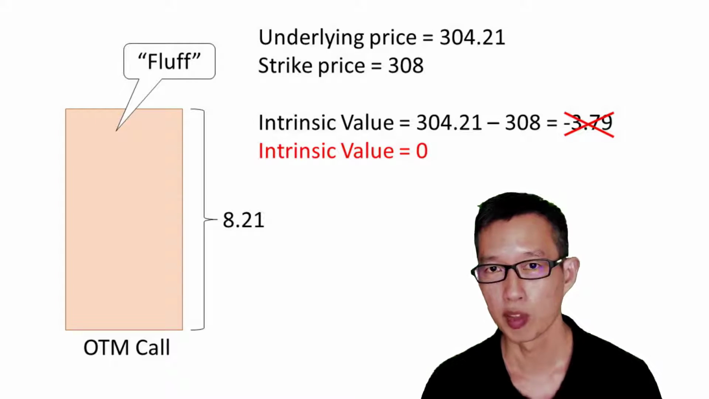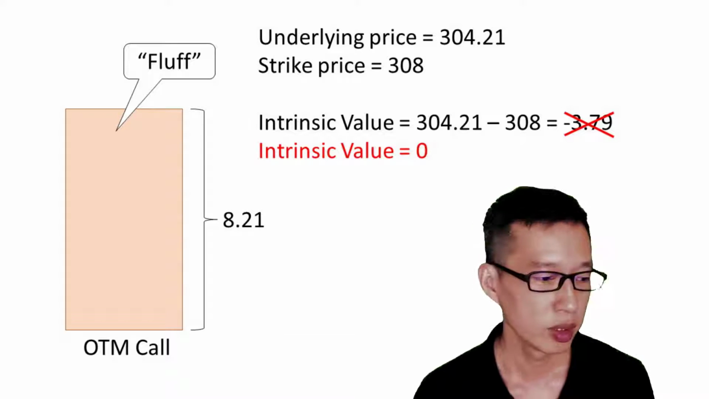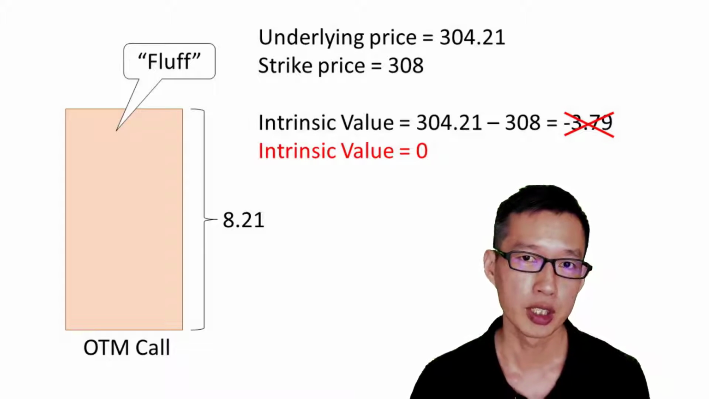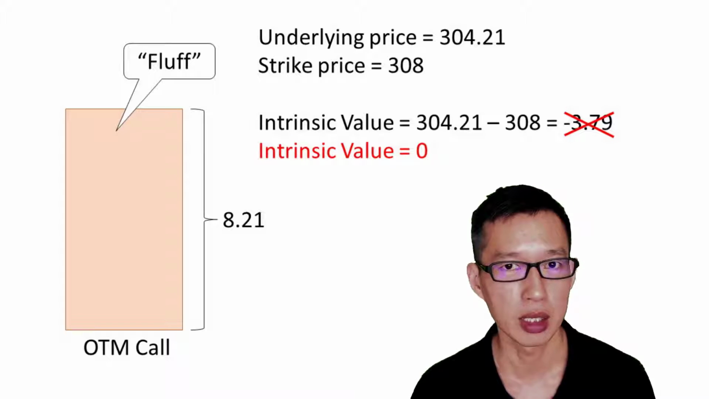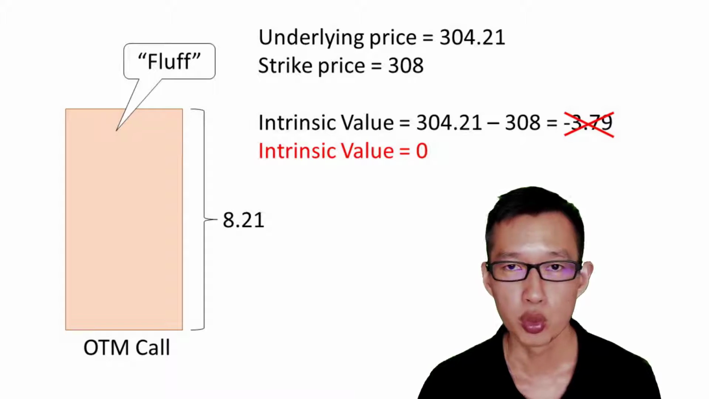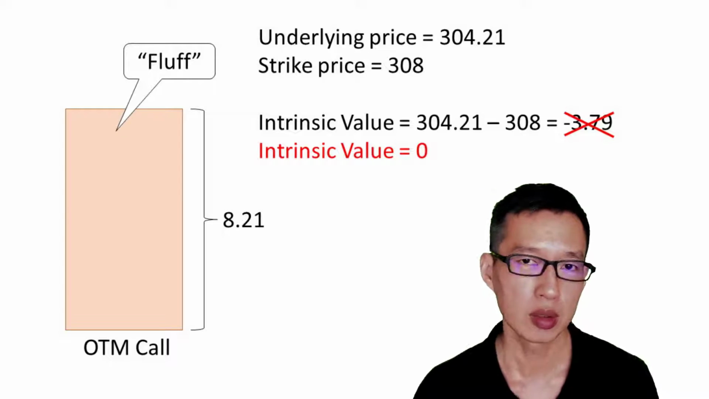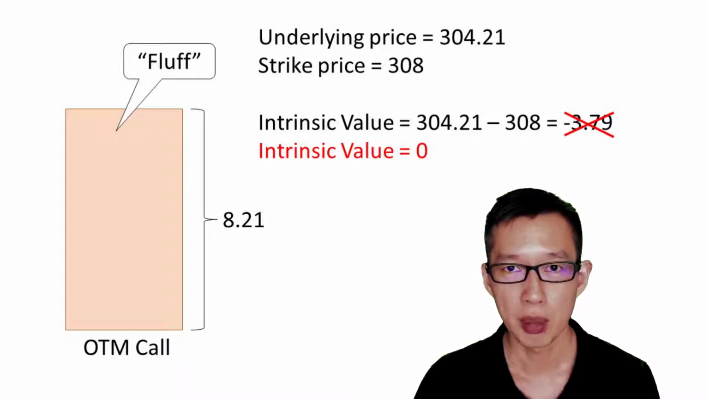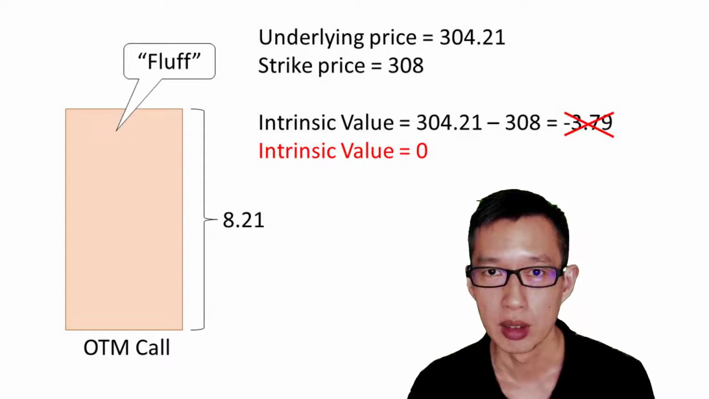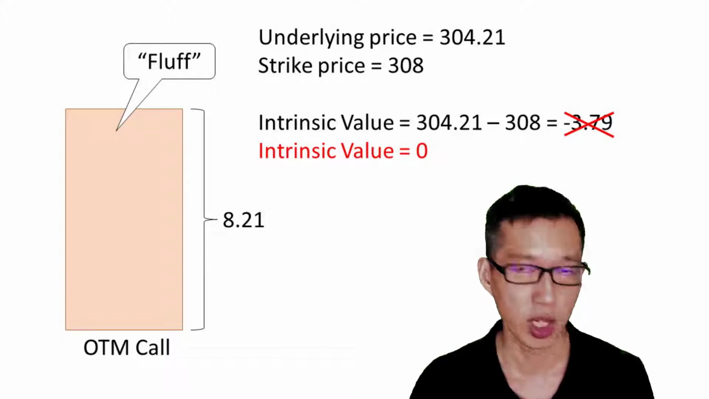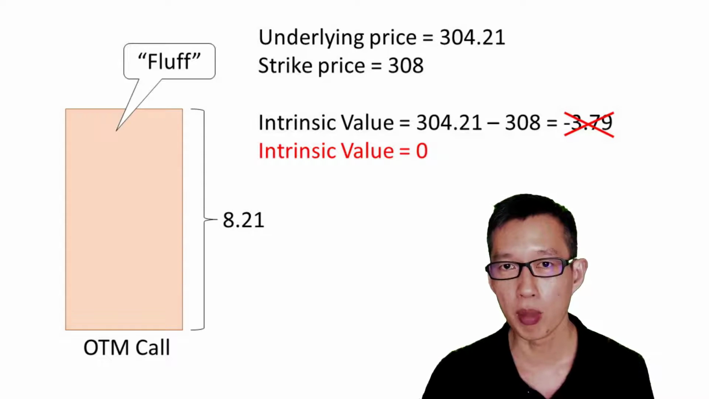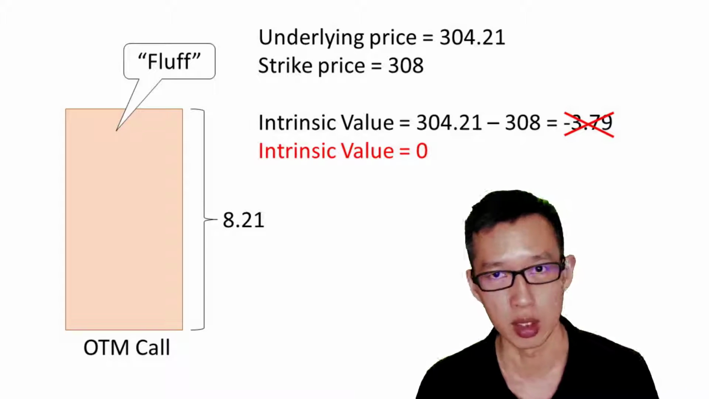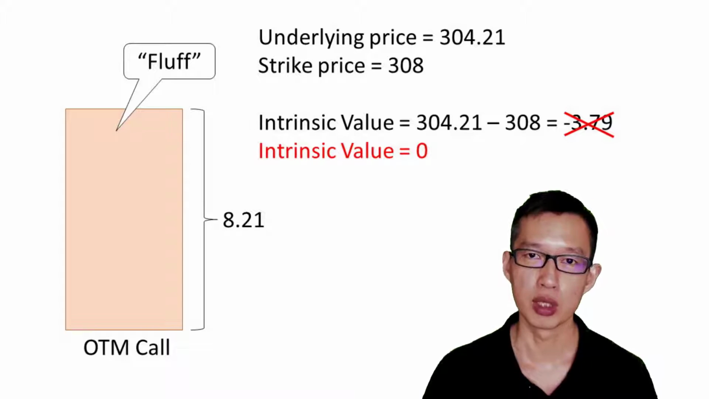What about our out of the money option then? Well, the out of the money option has a strike price of 308. The strike price of 308 is higher than our current underlying price of 304. Would we choose to exercise our option then? That doesn't really make a lot of sense because if you exercise your option, you're paying $308 for the underlying. But right now the underlying is only 304. Why would you want to pay more money for an underlying than it is worth in the market right now? Nobody would do that. Therefore, the intrinsic value will not be a negative number.